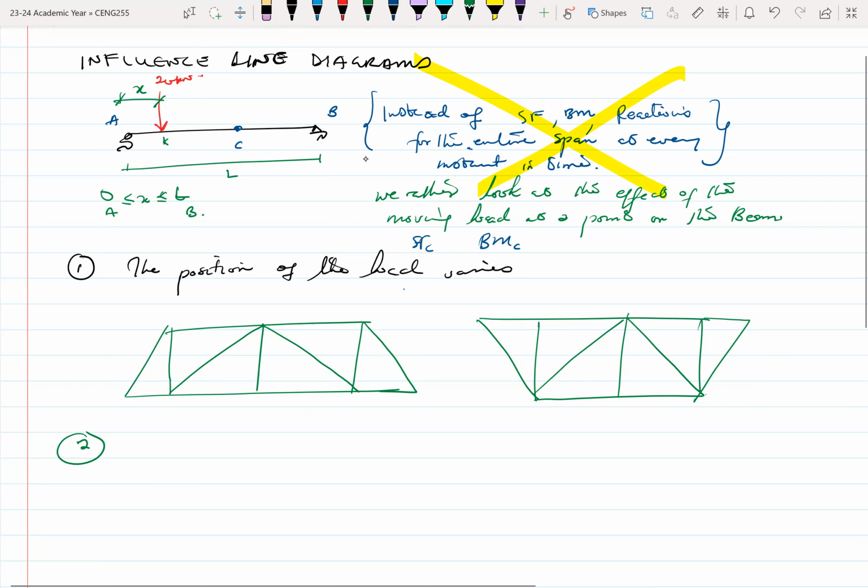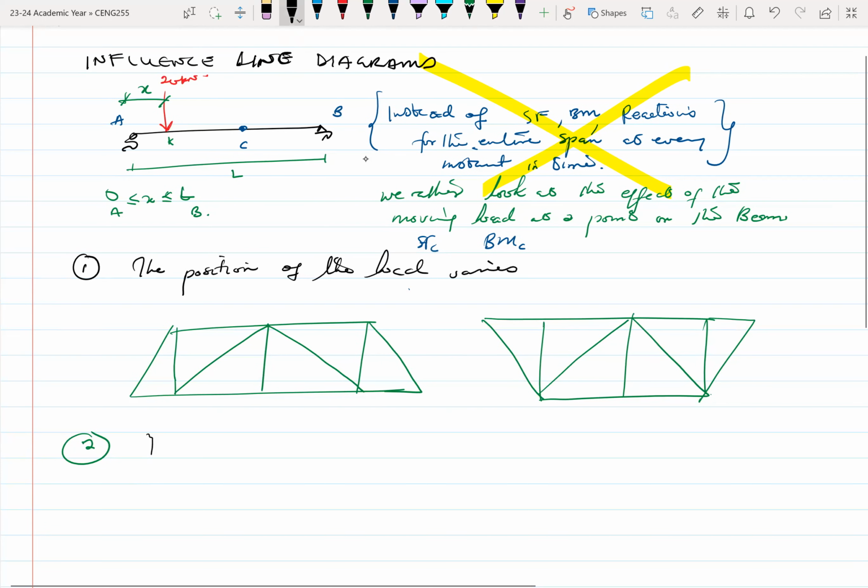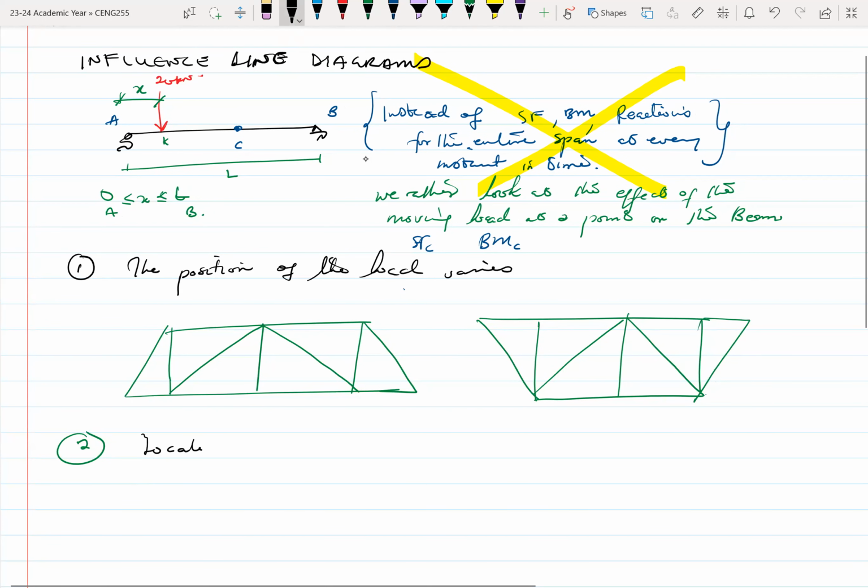All right. So to locate on which chord the load is traveling, or the load is moving on. Okay.